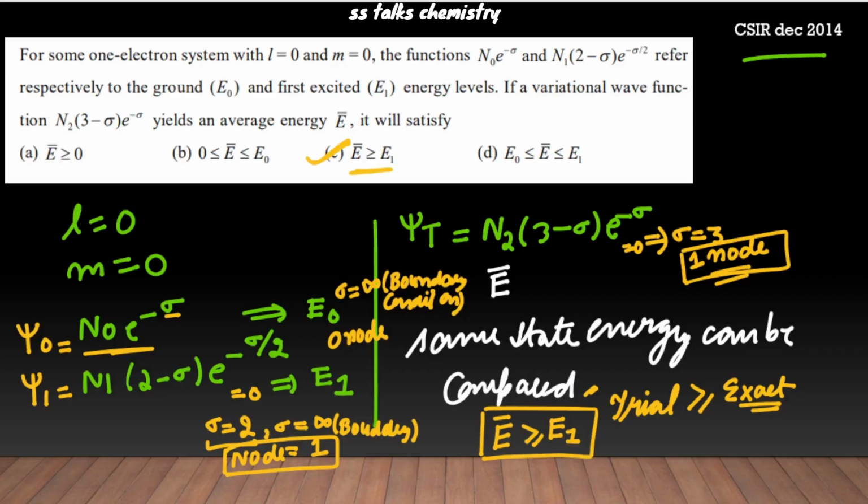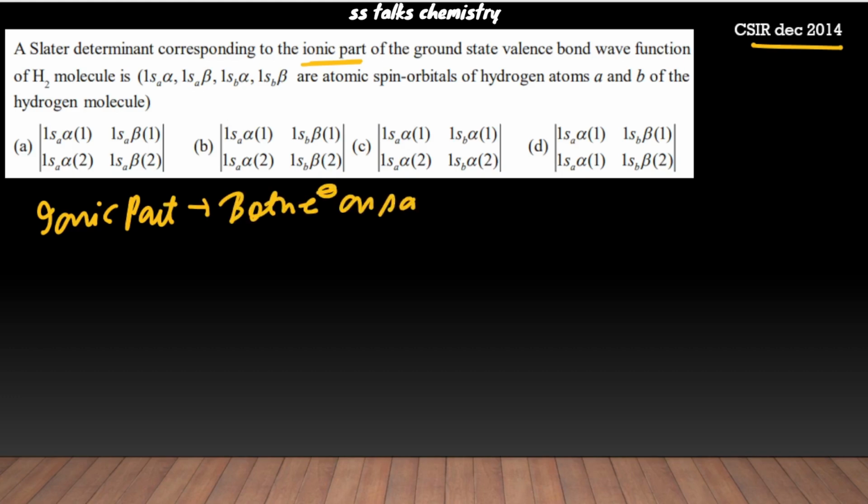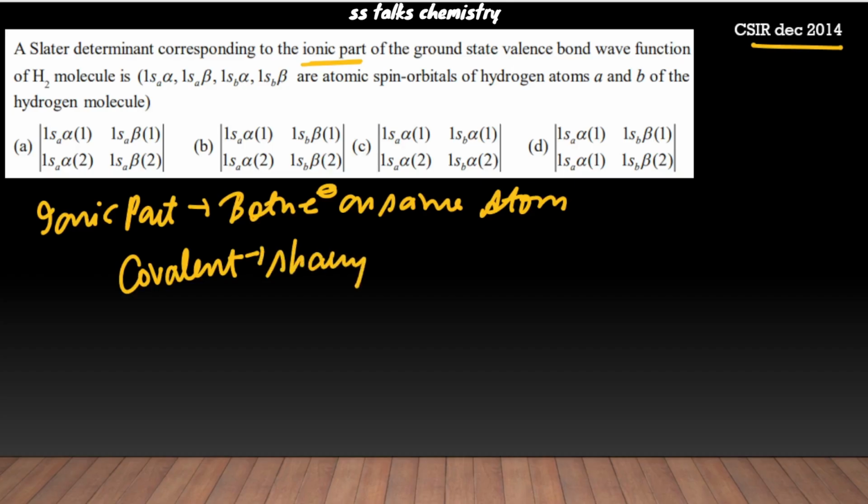Okay. Next, this question, CSIR December 2014 again. A Slater determinant corresponding to the ionic part. Ionic part means both electrons on the same atom we have to consider. Had it been covalent, there would be sharing of the electrons, which means one electron on one of the atoms and the other on the second one.